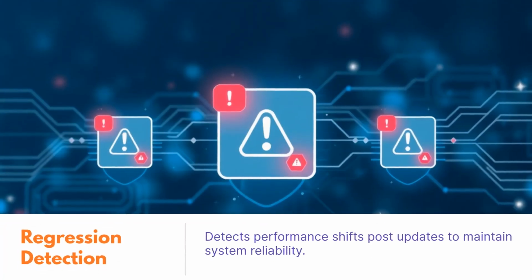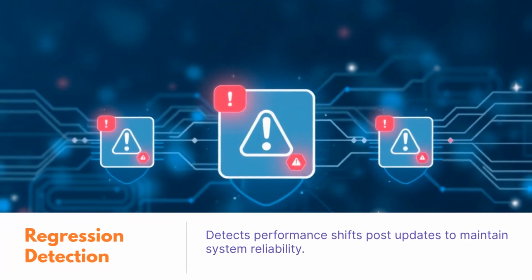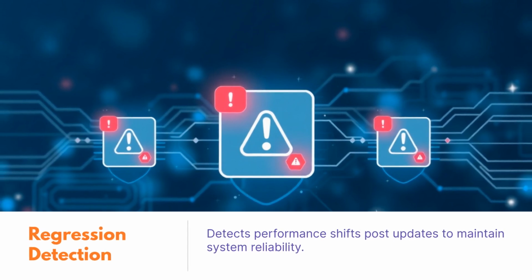Every time a model, prompt, or system component changes, performance can shift. Sometimes the change improves results, but sometimes it introduces new problems. Regression testing ensures that updates do not break previously working behavior.